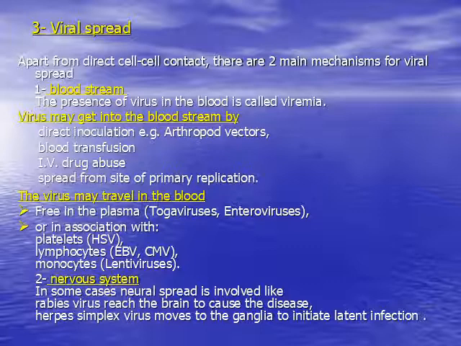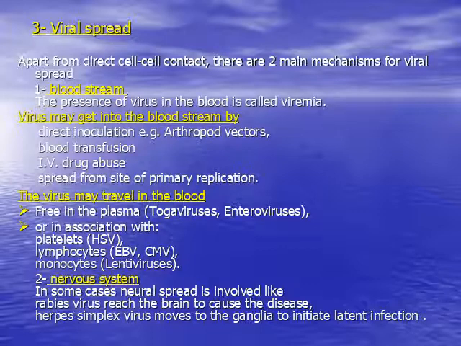Virus may travel in the blood free in the plasma, like in the case of togaviruses or enterovirus, or associated with the platelets in the case of herpes simplex virus, or associated with the lymphocyte in the case of EBV and CMV. Other viruses are associated with the monocyte in the case of lentivirus.